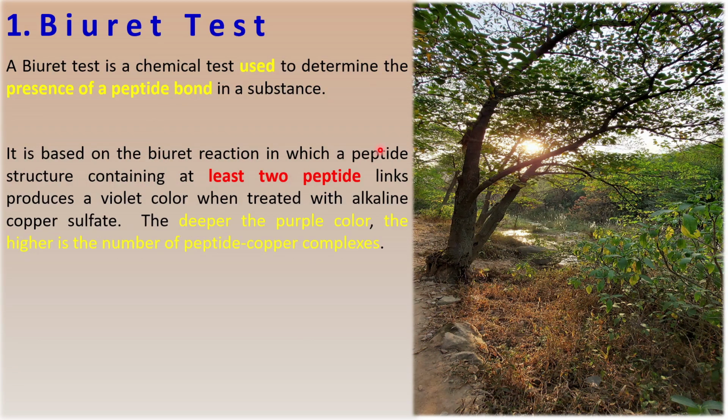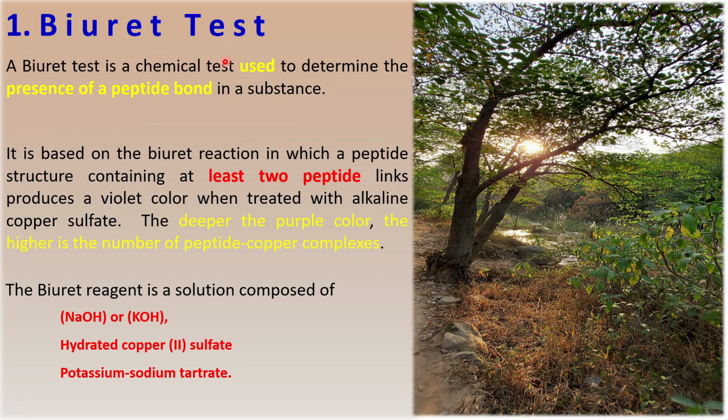In the biuret reaction, a peptide structure is involved. So definitely if there is any protein present in the given sample, there must be a peptide structure. The requirement is that it should contain at least two peptide links, and it produces a violet color when treated with alkaline copper sulfate. The deeper the purple color, the higher the number of peptide-copper complexes.